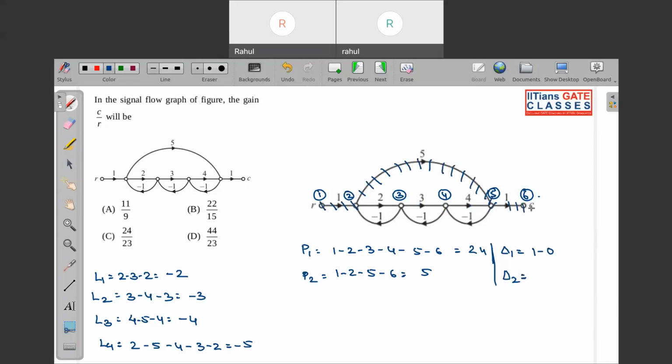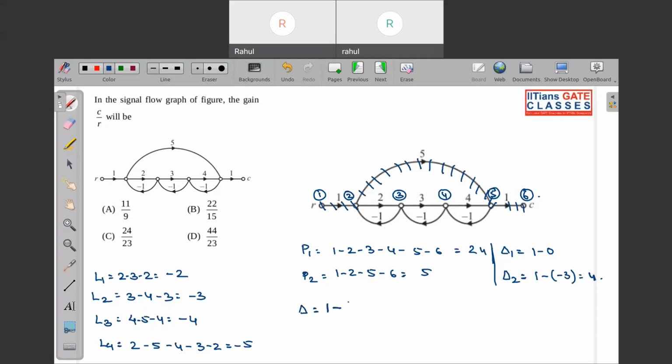Okay, if we remove this path, now you can see there will be only one loop, that is 3 to 4, 4 to 3. Okay, so that is what? L2. So 1 minus L2. So that is 4. Now let us calculate delta or determinant.